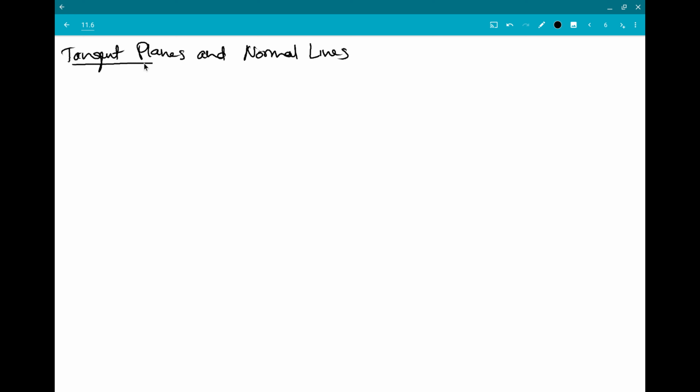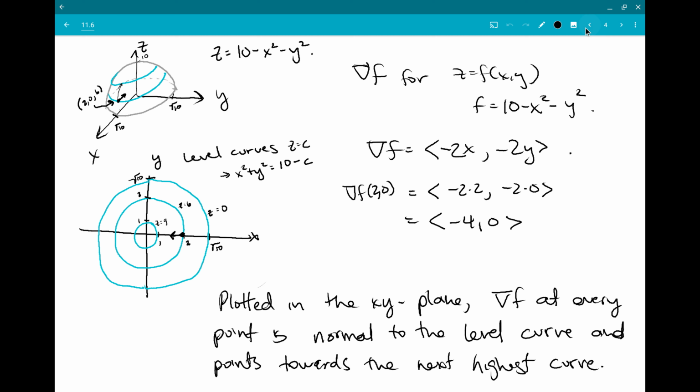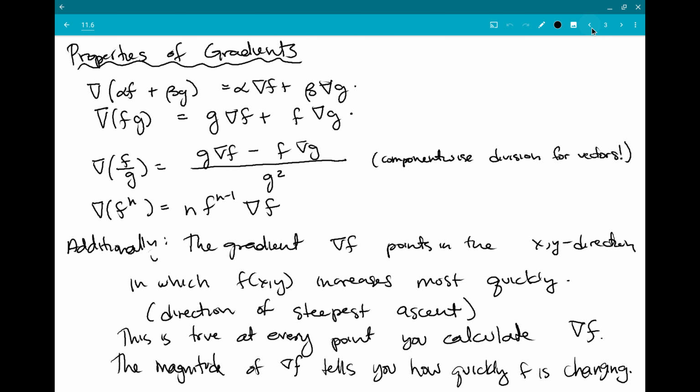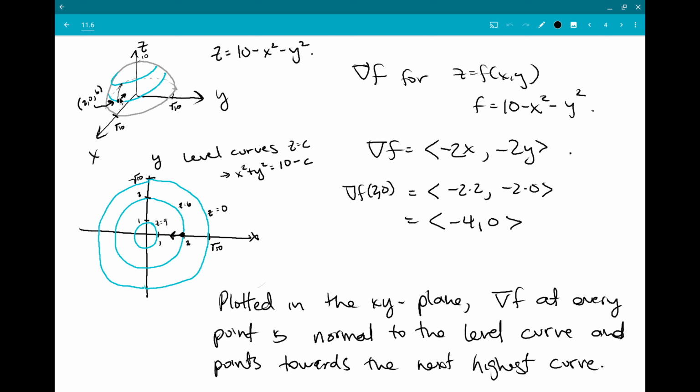So that characteristic of gradients we just talked about, pointing in the direction of quickest increase or being perpendicular to level curves, is actually going to give us one more cool feature.